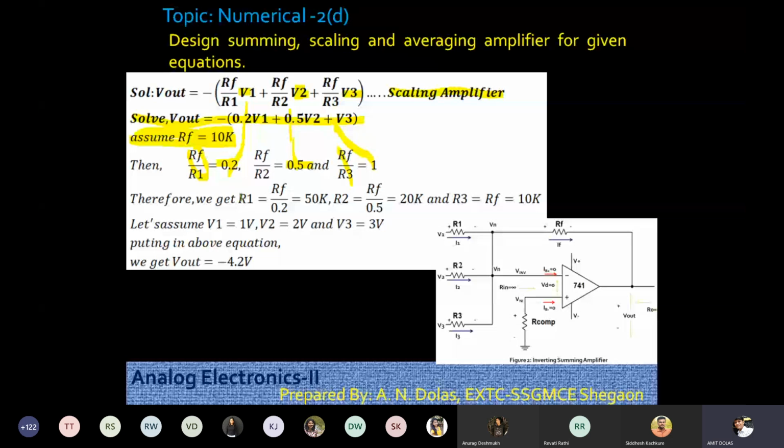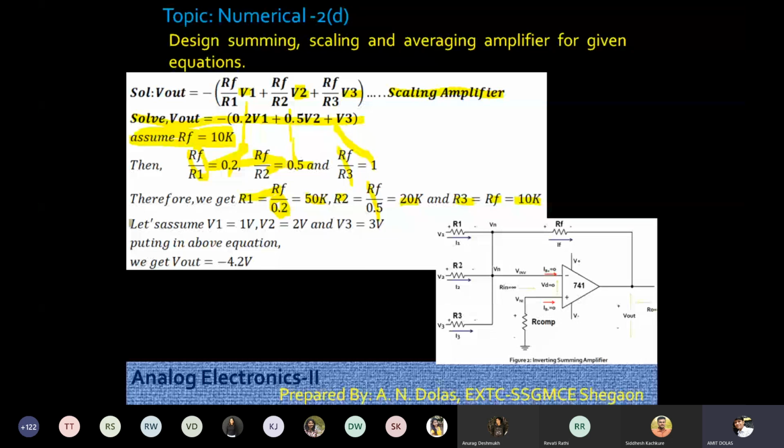Therefore, we get R1 is equal to RF by 0.2, which is 10K divided by 0.2, it comes to 50K. R2 is equal to RF by 0.5, so here it is 10K by 0.5, which will be 20K, and R3 is equal to RF, that is nothing but one ratio is there, so it is 10K.